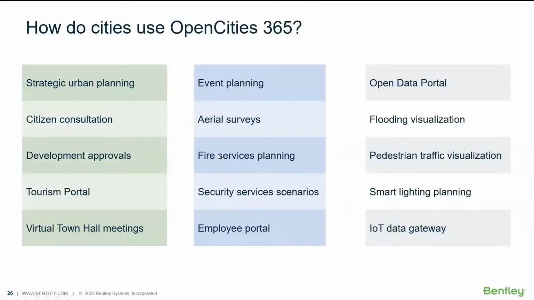So we see some use cases, we call it now OpenCities 365. Of course, we still do the planning solution, citizen consultation. If there's development, you need to approve it. You can have different alternatives in a web viewer. Tourism is a use case. Virtual town hall meeting, so we can download all the data. It's cloud-based, but we can download the data on the computer and use it from there. But we see also event planning, fire services planning. For example, Dublin is doing that. Security services. We have airport users using that for asset management.